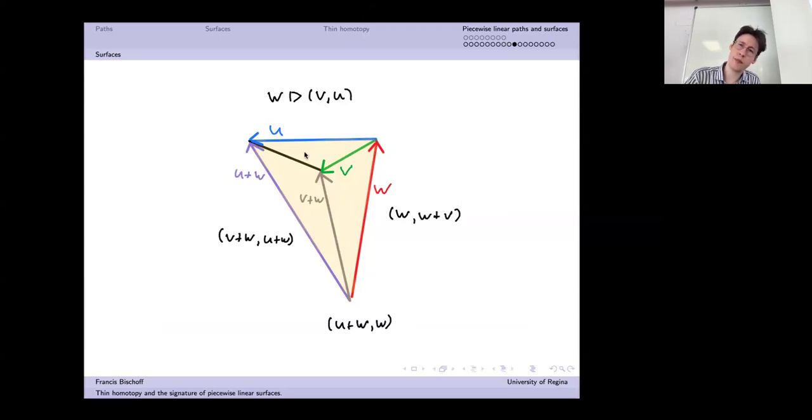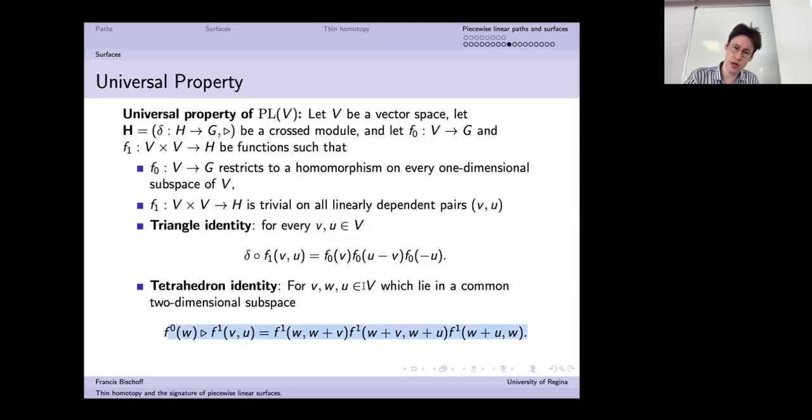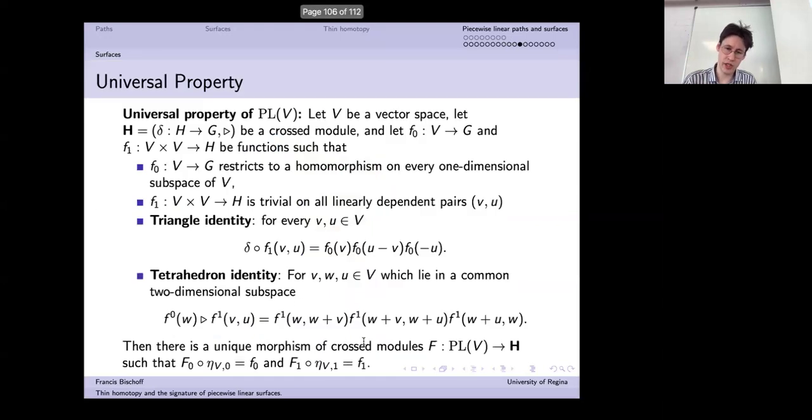So they're definitely homotopic, but they're not going to be thin homotopic if this tetrahedron has a volume. If this tetrahedron has a volume, the homotopy from the top face to the three side faces sweeps out the volume of the tetrahedron. So the condition is that this equation should be true whenever these three vectors lie in a common two-dimensional subspace. In that case, the tetrahedron is flat. It's contained in a two-dimensional subspace, and the homotopy is therefore thin. So under these conditions, you get a unique morphism of crossed modules.